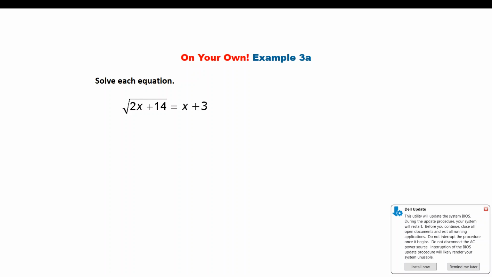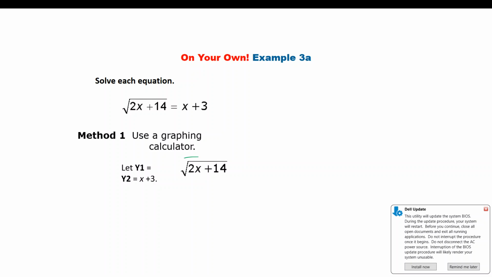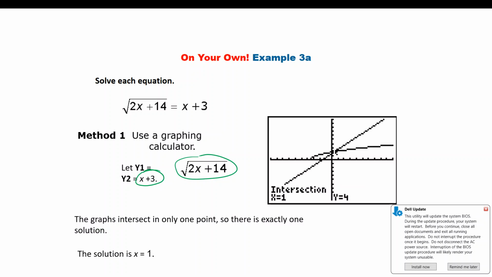In this one, we're just going to do the calculator method first. So using your graphing calculator, we'll let y1 equal this, and let y2 equal x plus 3. And then once you put it into your calculator, again, you can do your graph. I prefer to just go to second table and look at the table and find out when y1 and y2 are equal to each other. But you will see that the solution is x equals 1.